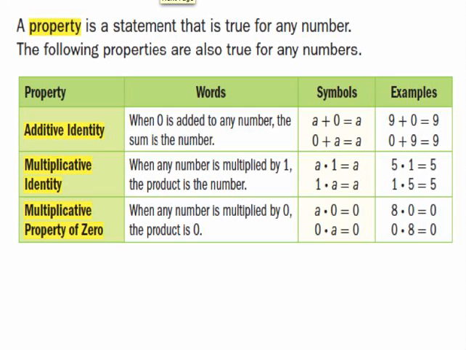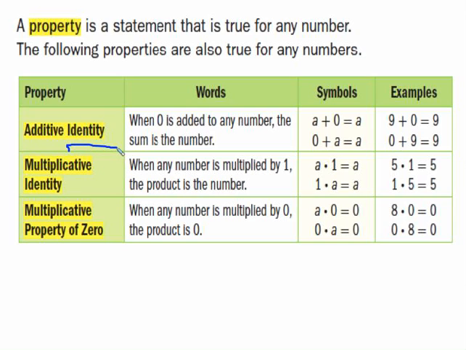Now, a reminder, a property is a statement that is true for any number, and here are some properties that are also true for any numbers. The additive identity is a property that states that when 0 is added to any number, the sum is that same number, thus the word identity.